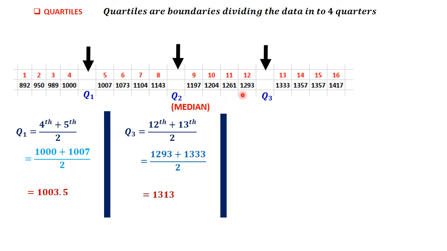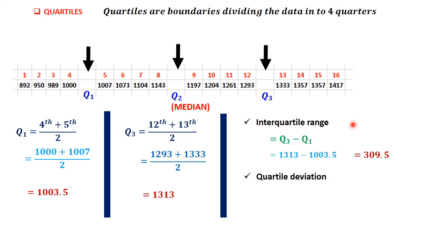Now, to wind up the lesson, I'm going to mention something about the interquartile range. In a previous tutorial, I told you it is the upper quartile minus the lower quartile. So in our case, it will be 1,313 minus 1,003.5, and so the interquartile range is 309.5. Again, you see, the same data was used to develop the standard deviation. Standard deviation was a big number, 165 point something. Look, the interquartile range is also a very big number. So that tells you the numbers are so much varied.